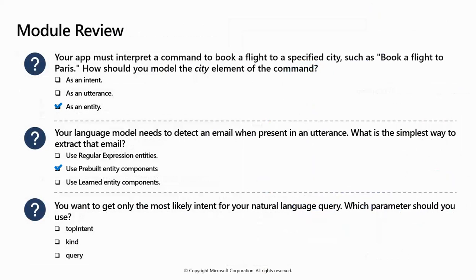Well, remember, guys, when a language model needs to detect a common entity, we need to use the pre-built components to have the language services automatically detect the entity. Okay. The last one. Now, you want to get only the most likely intent for your natural language query. Which parameter should you use?